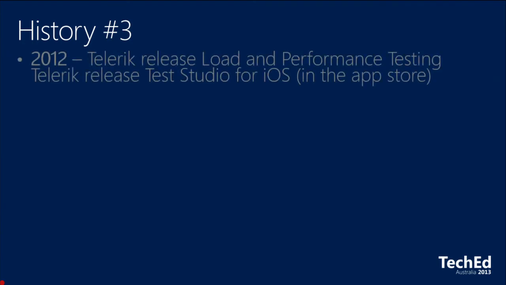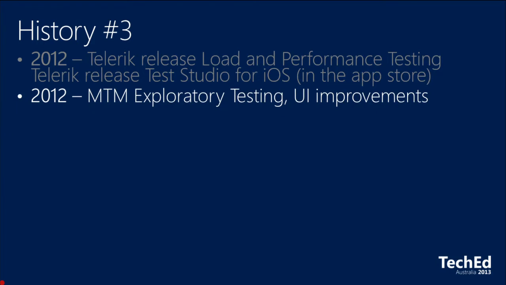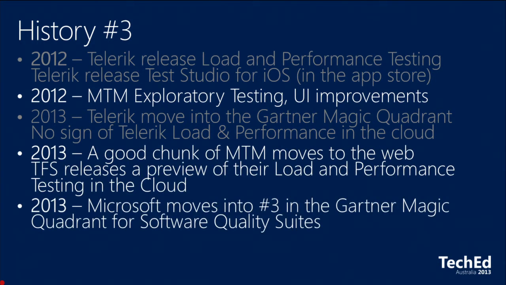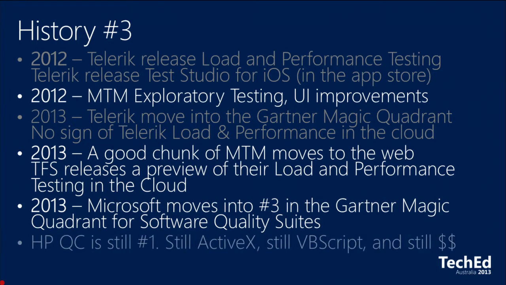2012, Telerik released some load and performance stuff, and then in 2012, Microsoft released exploratory testing. Okay, some UI improvements. Not enough if you ask me. It should be much nicer, it should have a ribbon, but I digress. I'm not sure what the team that produces this UI, thankfully nobody else copies it, but it's ordinary. Anyway, 2013, we get lots of stuff, and you're going to see this today, where we've moved lots of stuff into the cloud, and Microsoft moved into number 3 in the Gartner Magic Quadrant.